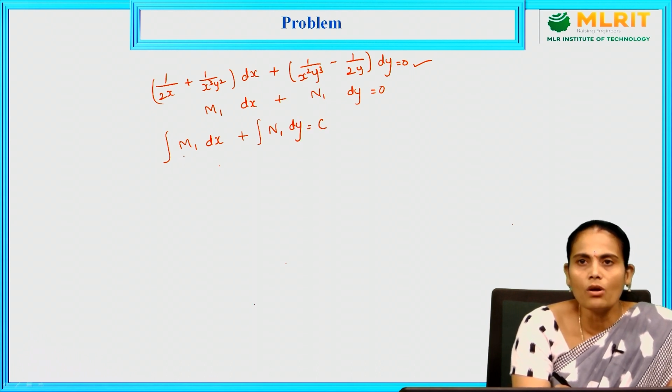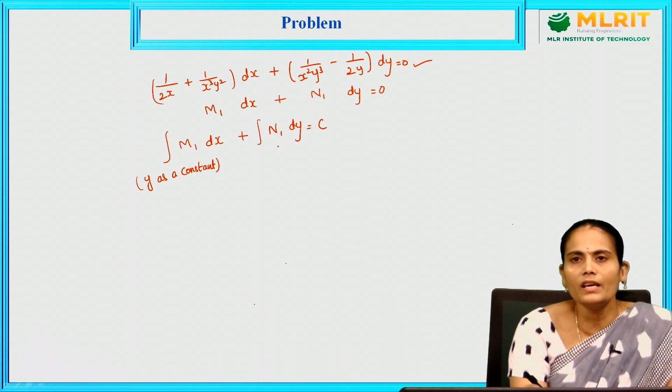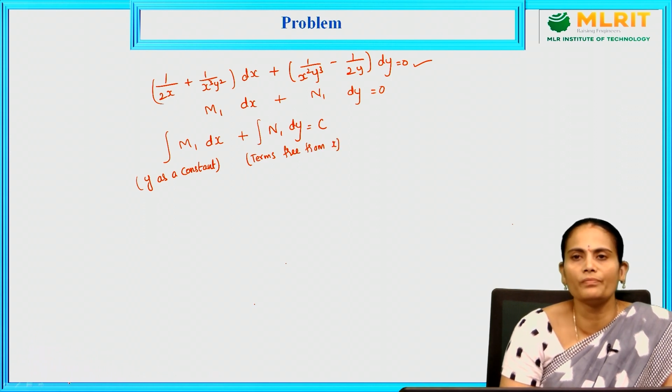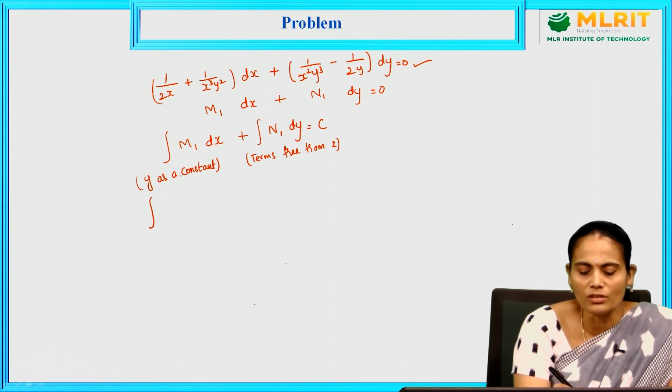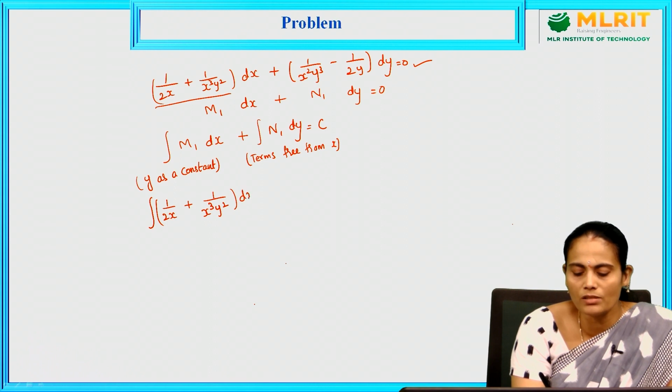So integrating M1, keep y as a constant. Integrating N1, take the terms which do not contain x. That means you have to take the terms free from x in N1. And now take the M1 function. Here this is the M1: (1 by 2x plus 1 by x cube y square) dx. So here y is a constant.